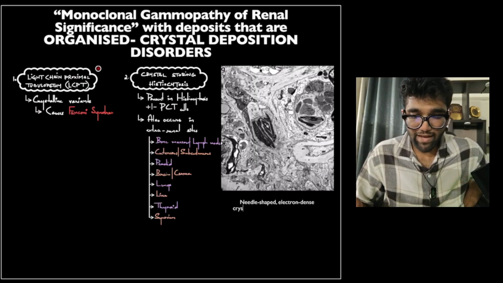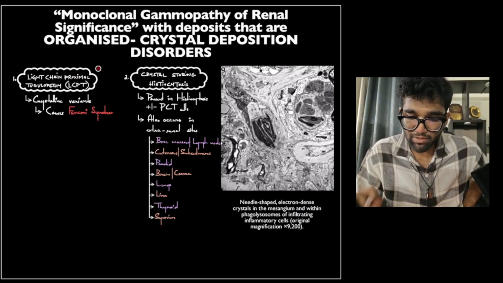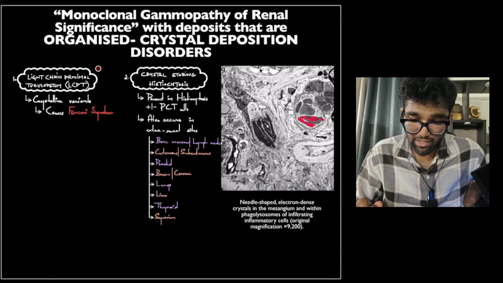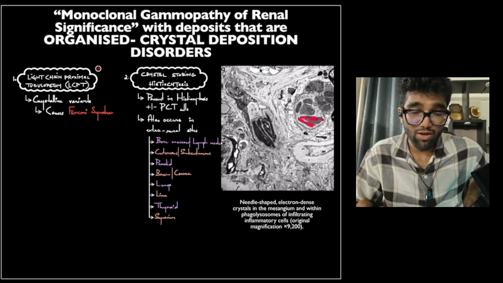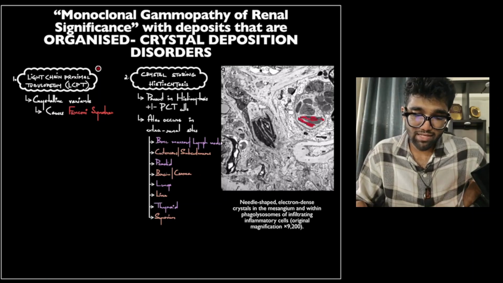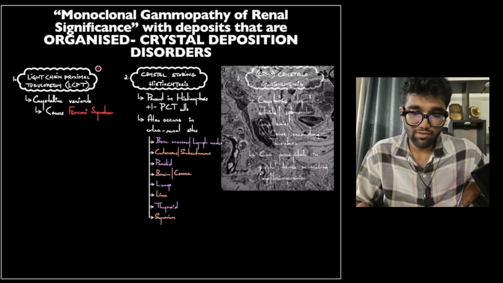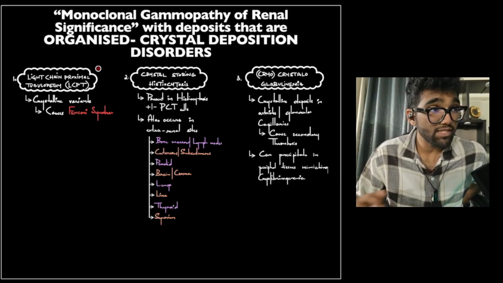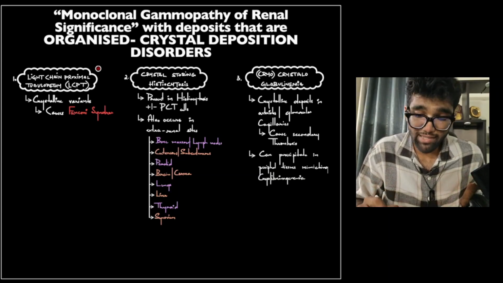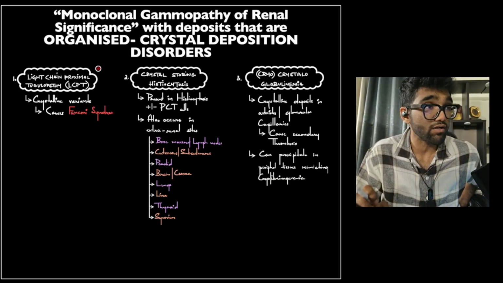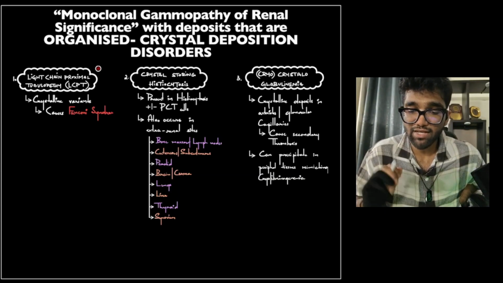Now, finally, we have these needle-shaped electron-dense crystals. I have shaded them in red. They are located in the mesangium and within the phagolysosomes of infiltrating inflammatory cells. These form a very interesting subvariant called crystalglobulinemia. Sometimes it deposits on exposure to cold, and in that situation it is called cryocrystalglobulinemia. This is the third variant of MGRS that can have an extrarenal manifestation.